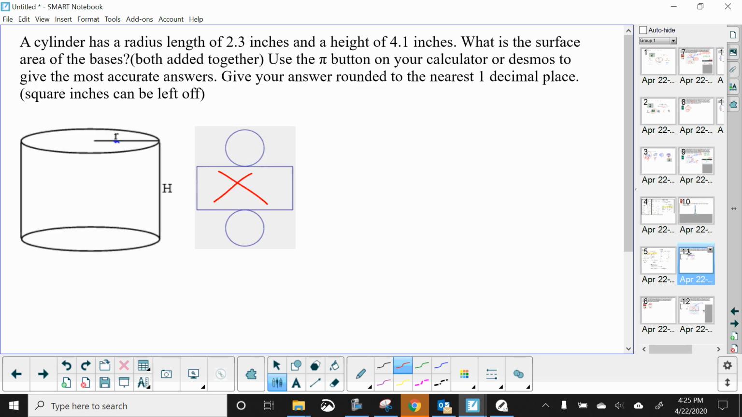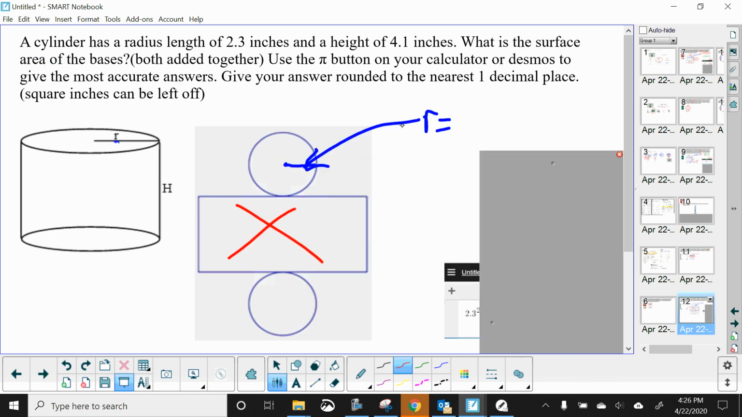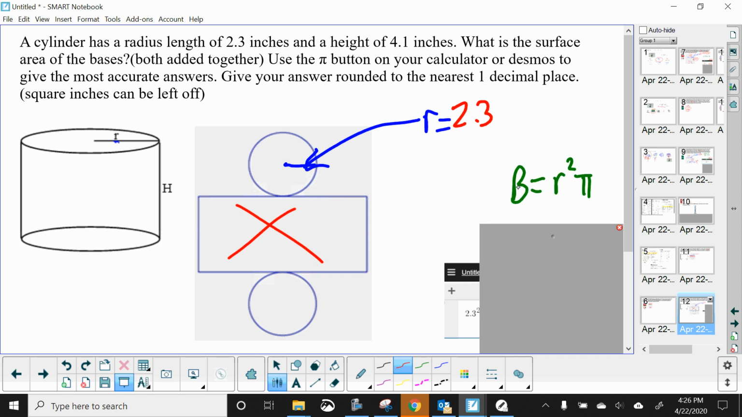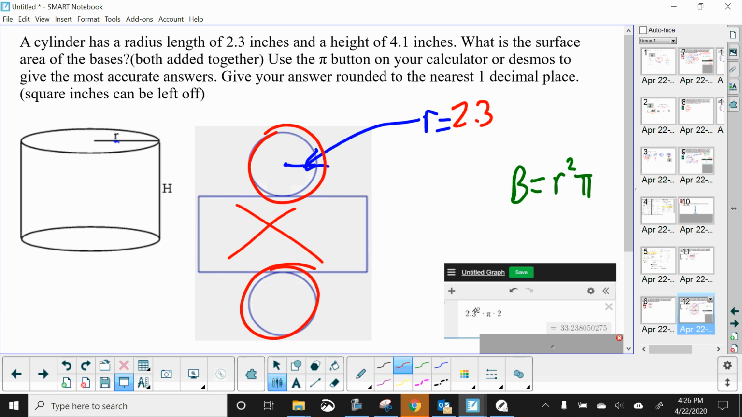All right. So make sure you see that it asks for the surface area, just the bases, not the lateral surface area. So we only needed the bases. So that's what we're going to do. We just needed to find the radius here. It gave the radius of 2.3. So now we're only going to say the base is equal to r squared, or 2.3 squared times pi. However, there's two of them. 1, 2. So 2.3 squared times pi, and there's two of them.